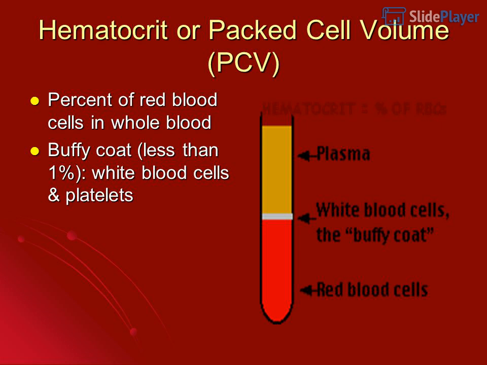Hematocrit, or packed cell volume, PCV: the percent of red blood cells in whole blood. Buffy coat, less than 1%, white blood cells and platelets.